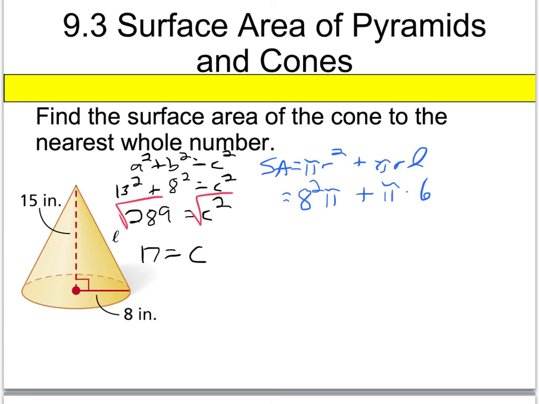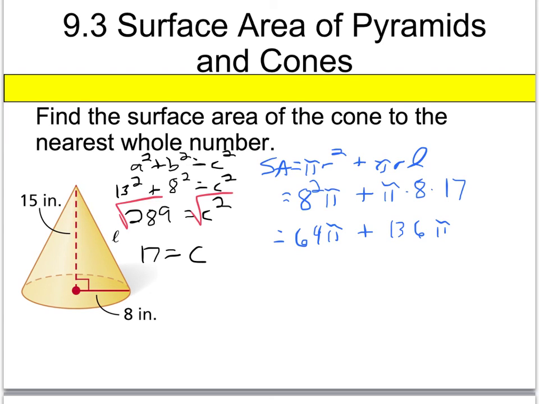Multiplying all of these together, you have 8 squared times pi plus pi times, sorry, not times 6. What are you doing, Mr. Sheeman? Are you crazy? We need to find our radius, which is 8, times slant height of 17. When we multiply all of these together, we have 64 pi plus 136 pi.